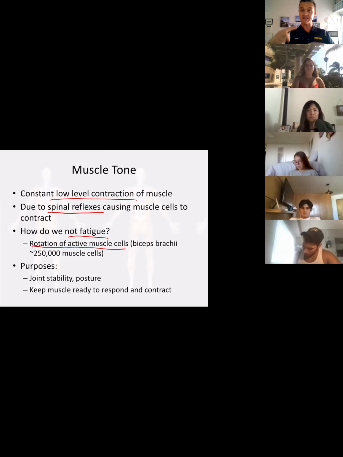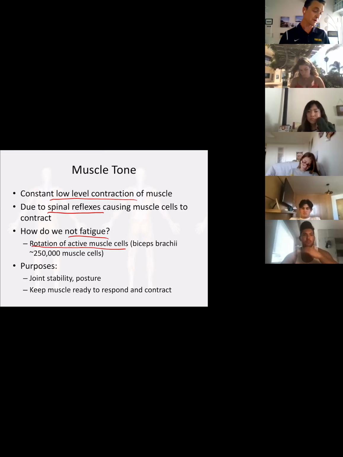So the brain is constantly giving feedback about how those muscle cells are doing. And when it senses certain ones are fatiguing, it says, all right, you get a break. I'll let you guys relax for a little bit, and I'll kick in another group of muscle cells within that muscle, right? And that's what I mean by rotating active muscles to maintain force.